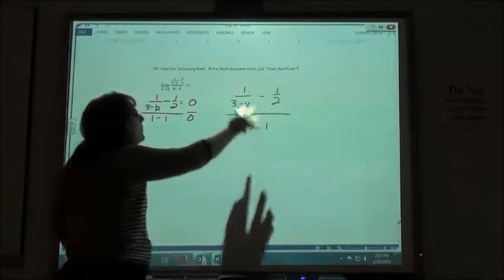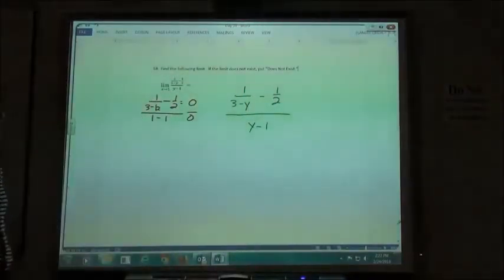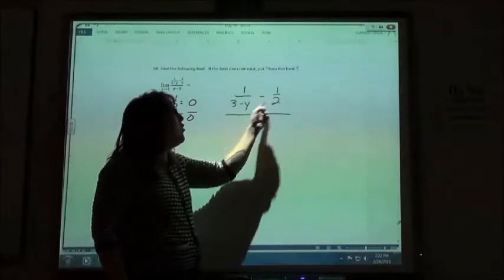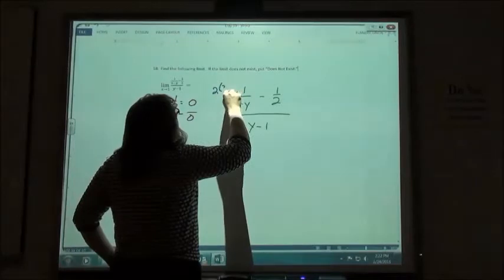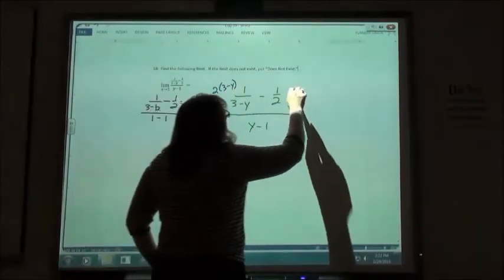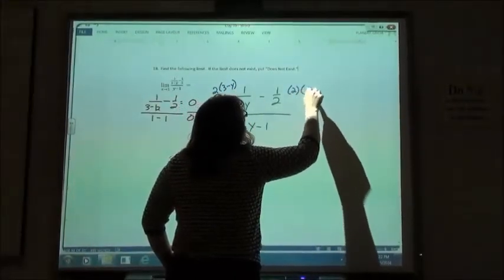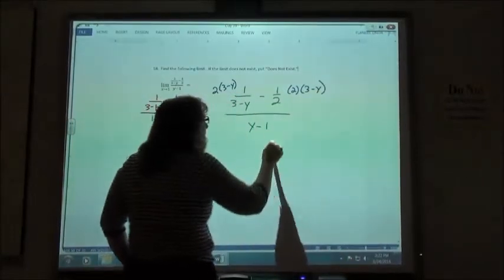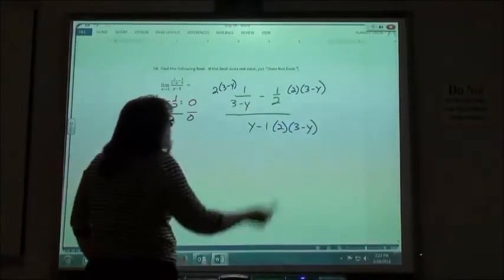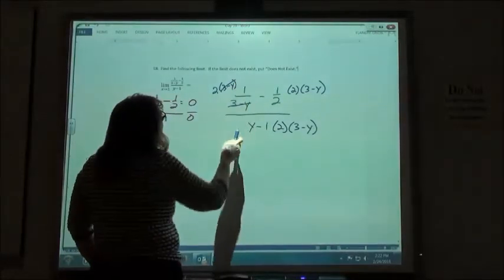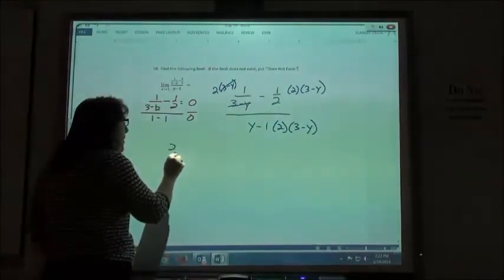Here I have a complex fraction, a fraction within a fraction. I want to simplify that, so I'm going to multiply every term by my common denominator. So I'm going to multiply by 2 and 3 minus y. Here I'm going to multiply by 2 and 3 minus y. Down here I'm going to multiply by 2 and 3 minus y. So here the 3 minus y cancels out. 2 times 1 is 2.